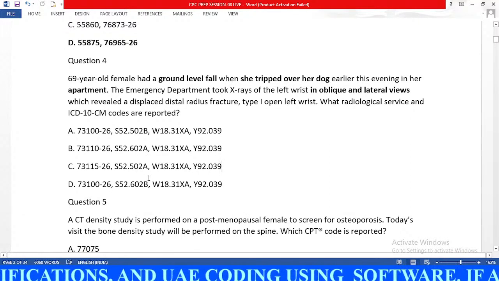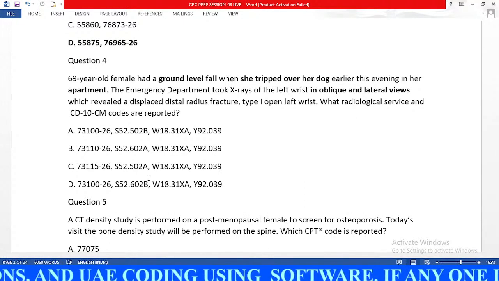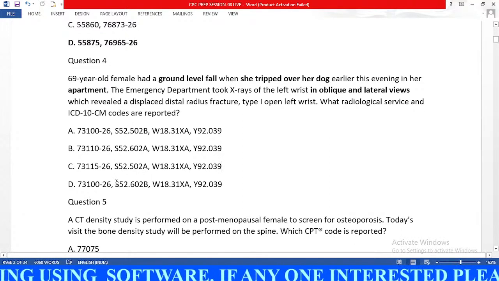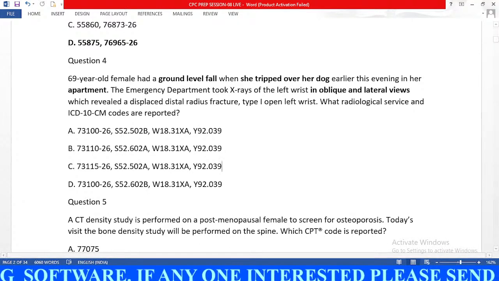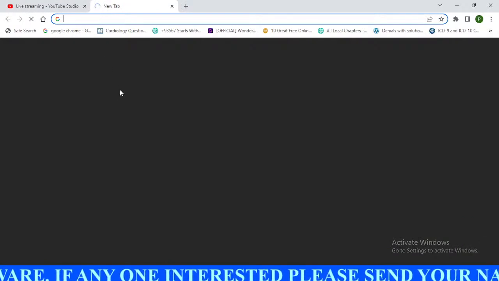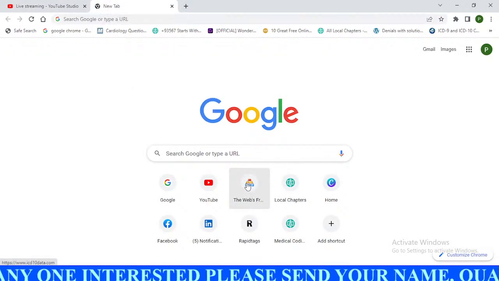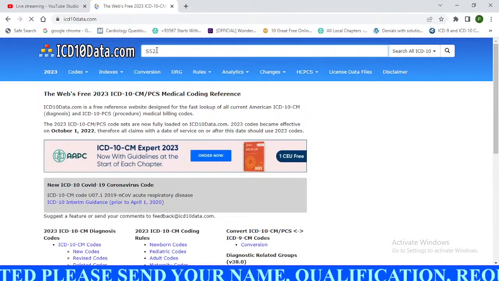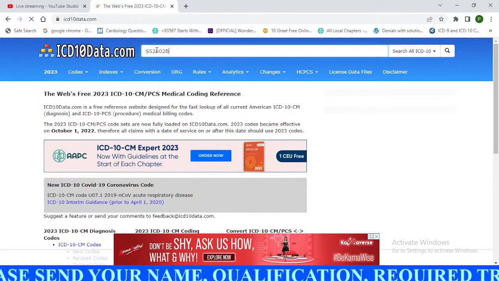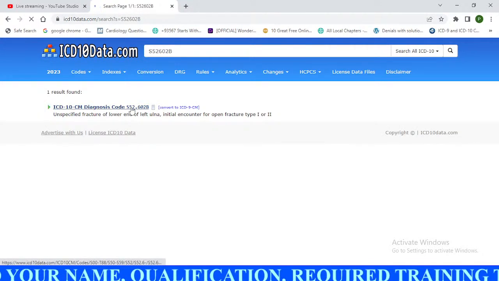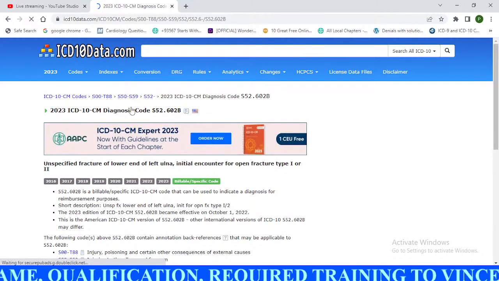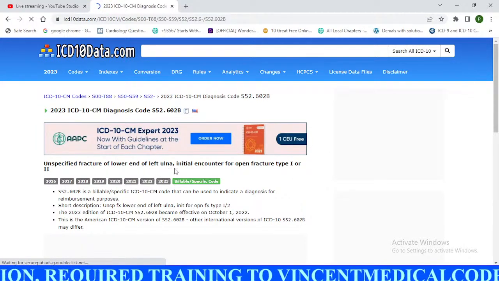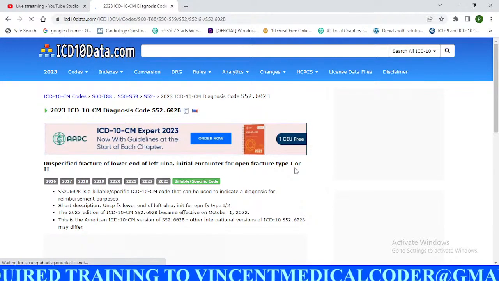Yes, Supriya, arthro means joint. So if we check this answer, S52.602B. You can use this ICD-10 data, you can get ICD and PCS freely here, so everyone can use. So what is this fracture? Unspecified fracture of lower end of left ulna, initial encounter for open fracture type 1 or 2.